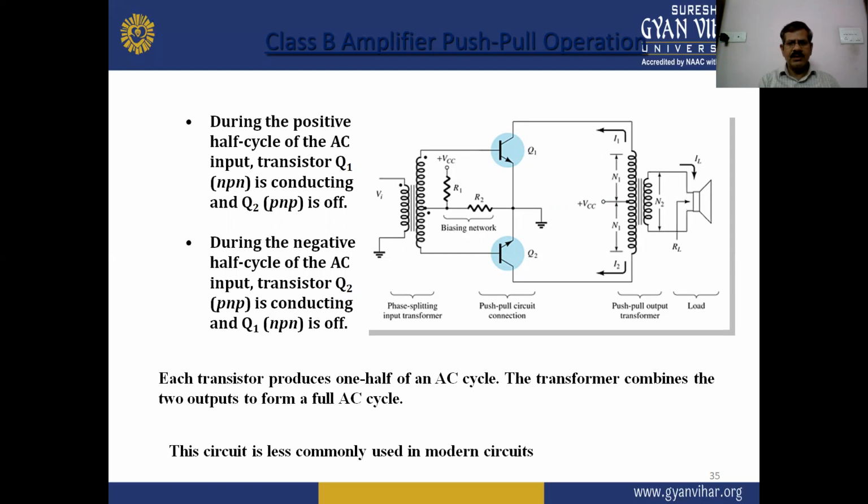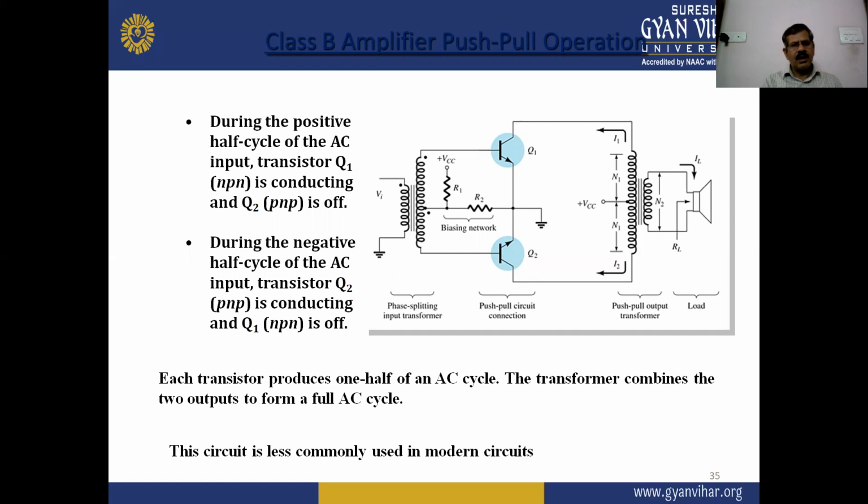So there are a total of four parts. First part is the phase splitting input transformer. Second one is the push-pull circuit connections. Third one is the push-pull output transformer. And the last one is the load. During the positive half cycle of the AC input, transistor Q1, that is the NPN, is conducting, and transistor Q2, that is the PNP, is off. So in this circuit diagram, in the first positive cycle transistor Q1 is on and transistor Q2 is off.